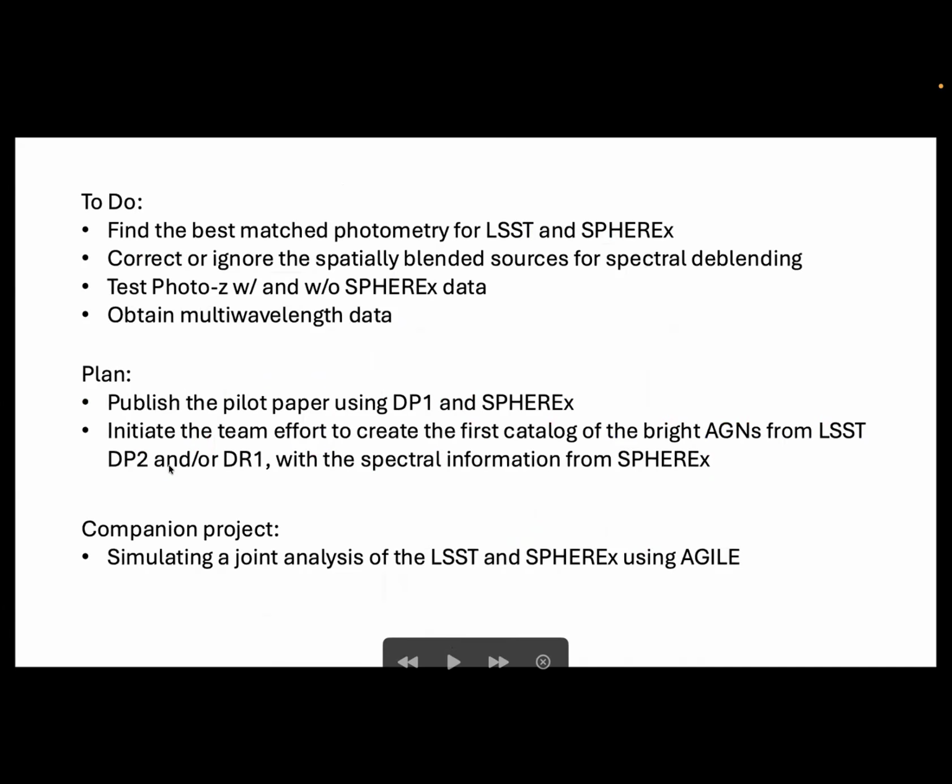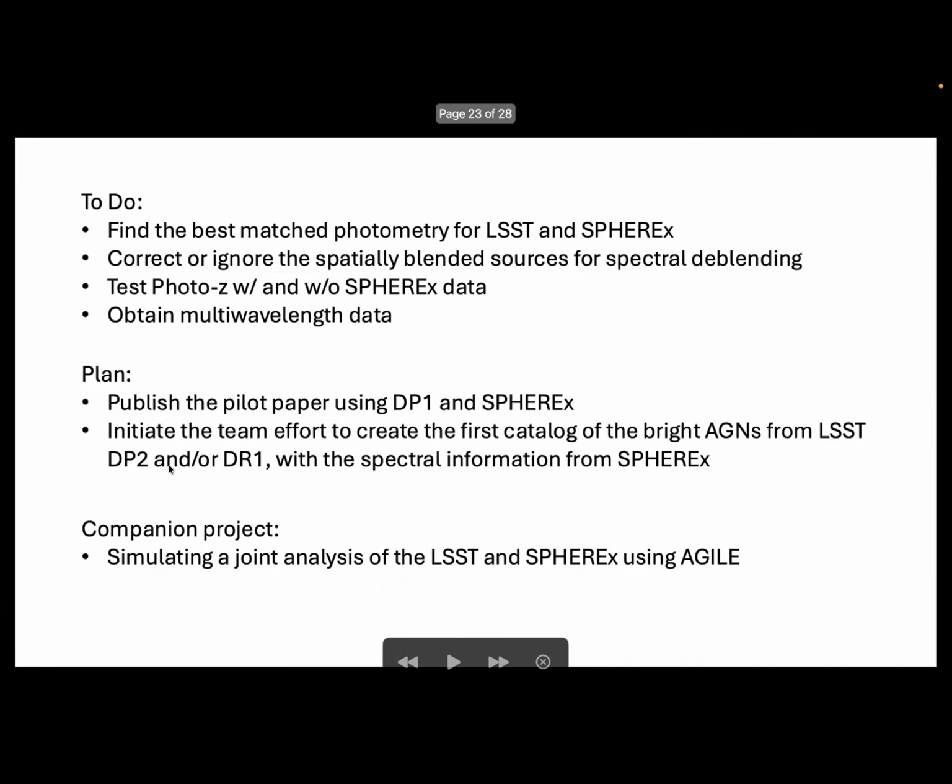Okay, so the to-do list. I need the best-matched photometry for LSST and SPHEREx. We also need to correct or ignore the spatially blended sources, and we have to test the photo-z with and without the SPHEREx data. Then we need to compile the multiple data sets as well. The plan is to publish this result as a proof-of-concept paper. We will continue this exercise to prepare for DP2 and DR1.